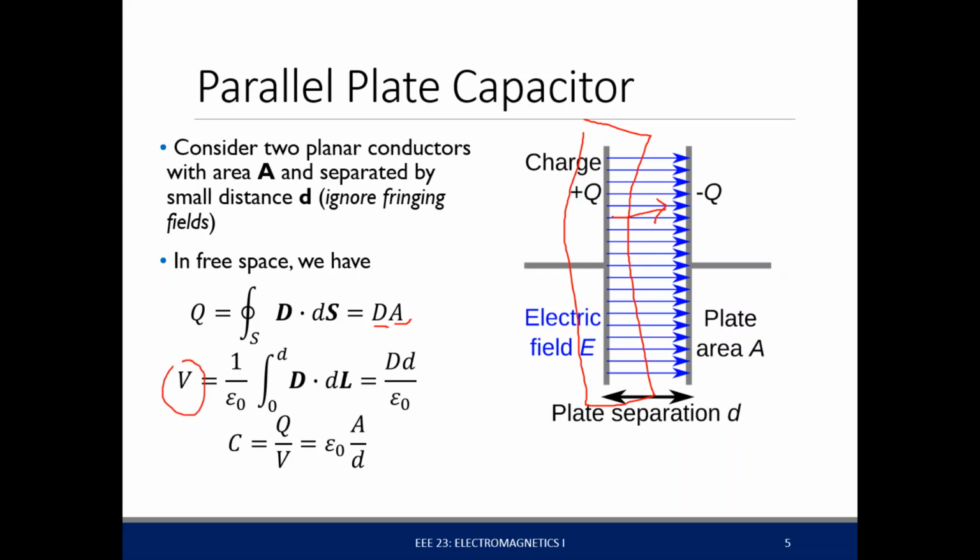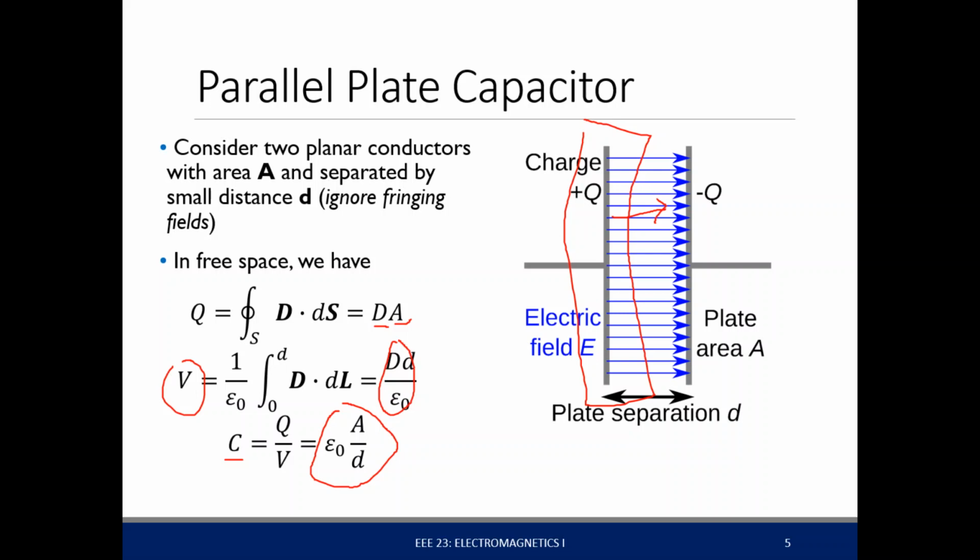V, in this case, can be computed the same way. So you integrate that from 0 to d, and that is equal to Dd over epsilon sub 0. So to compute the capacitance of a parallel plate, you get epsilon A over d. Quite easily done.